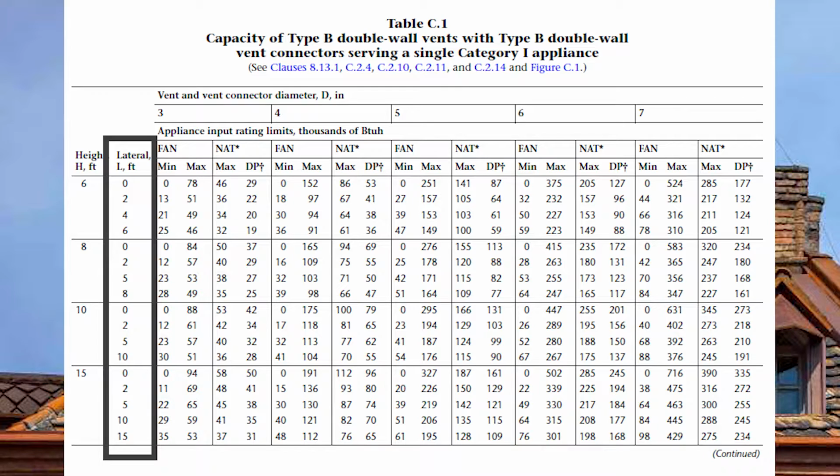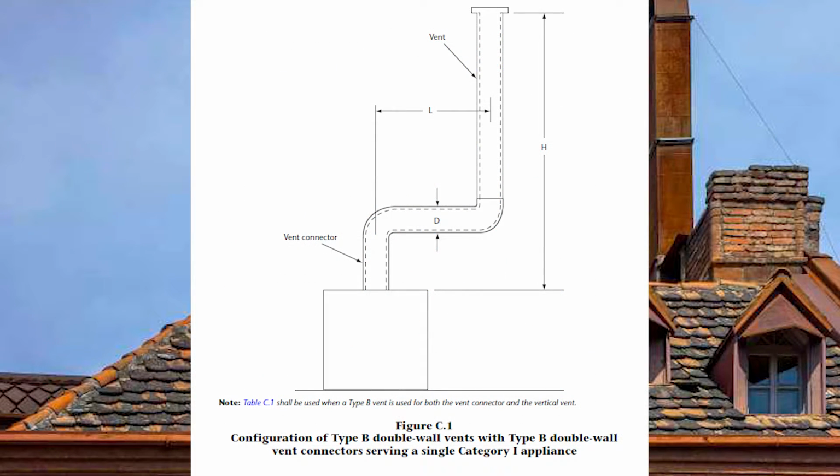It's a little bit easier to see if we look at the clarifying picture that's actually in the code. On page 226 in the gas code, you will see this picture, and it even gives you a description of what it is. So we can see the lateral as L and the vent height as H, and they even show us D for the diameter of the vent connector and vent.